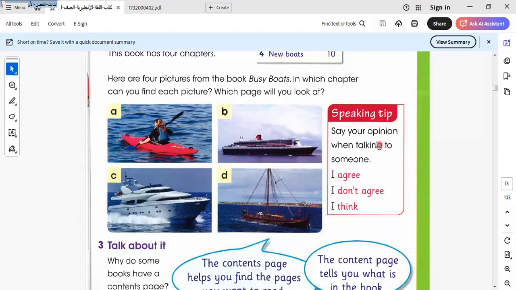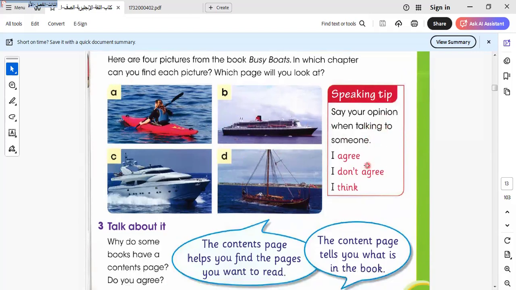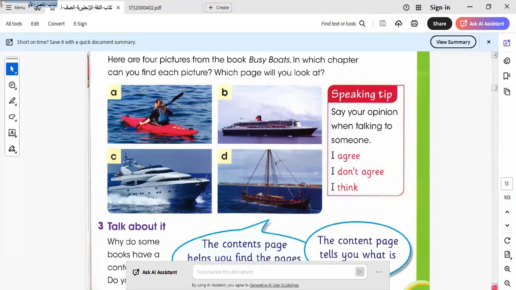Okay. When we talk about expressing an opinion, we have 3 ways to express opinions: I agree, I don't agree, or I think. We also have another meaning of not agree, which is disagree. Okay, we can write I disagree or I don't agree. Both are correct. We say I agree, and I think. All these expressions are used to express our opinion. Let's go to another one here.